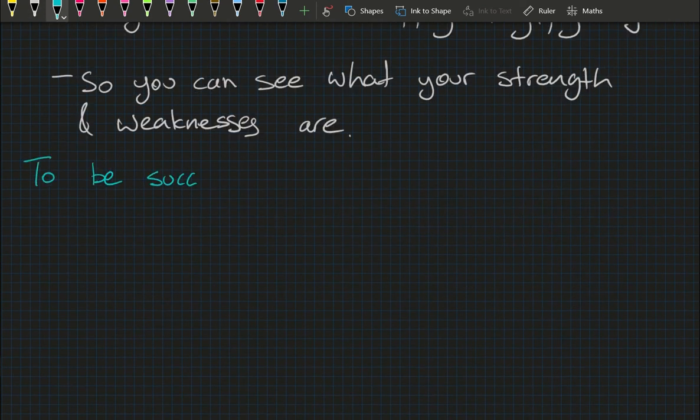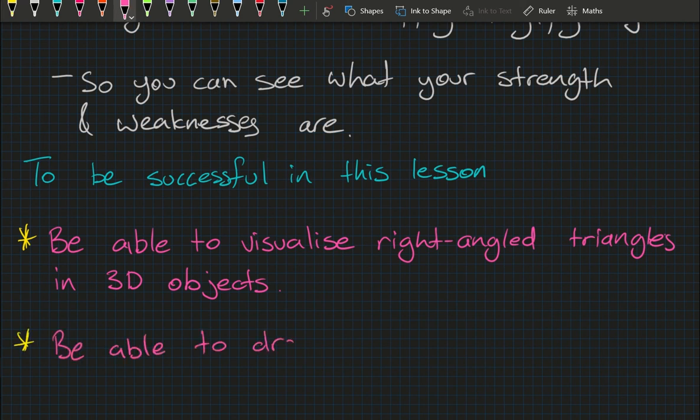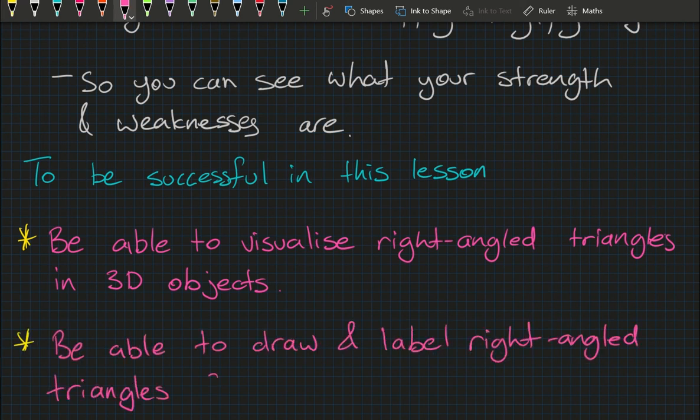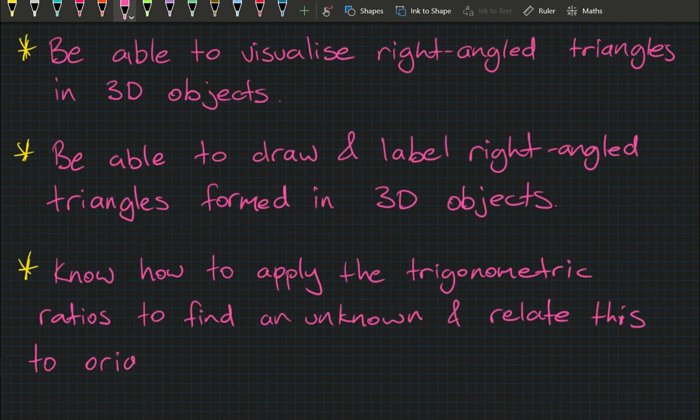All right, so to be successful in this lesson, you will be able to visualize right angle triangles in 3D objects, and be able to draw and label these right angle triangles that are formed in the 3D objects. And finally, know how to apply the trigonometric ratios to find an unknown and relate this to the original object. Alright, so there it all is.